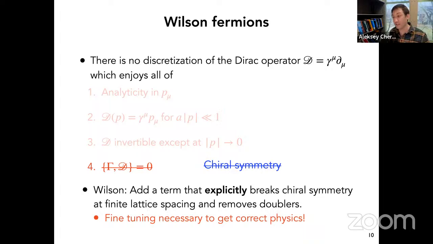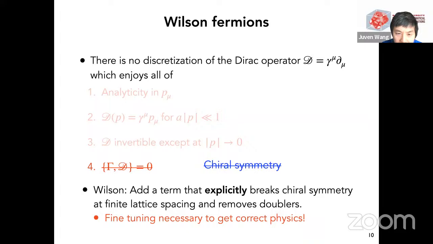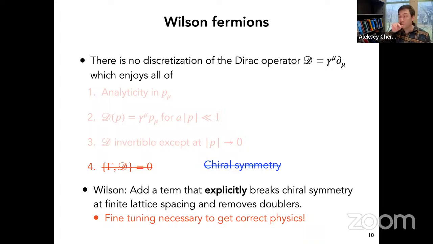So not even reproduced when the lattice constant is taken to zero? That's right. In general, it isn't. So basically, you introduce two terms that both break chiral symmetry explicitly. And you have to tune them against each other as you take the continuum limit so that only in the continuum limit you get a chiral symmetry. But at any finite lattice spacing, there is no trace of chiral symmetry at all.